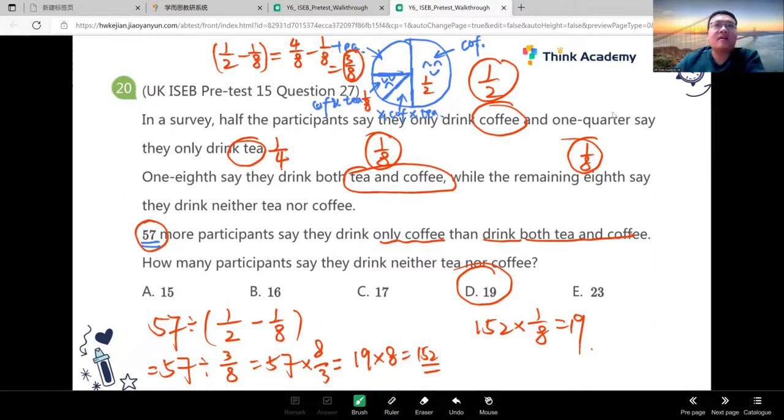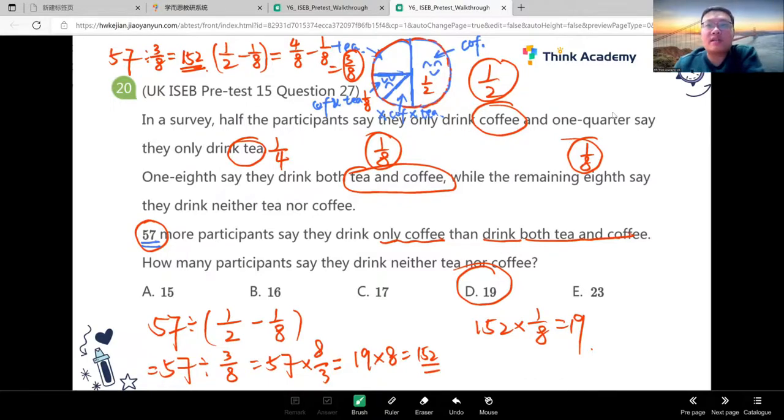It's 57. So you have to use 57 divided by its corresponding fraction. So you get the total pie chart. How many participants do we have in this survey? If you divide by 3/8, you just divide by 3 and times by 8. That gives you 19 times 8, which is 152. Means in this whole pie chart, you have 152 participants.